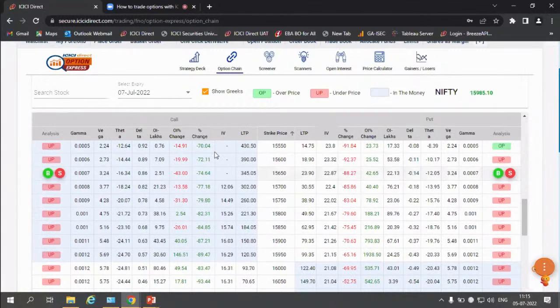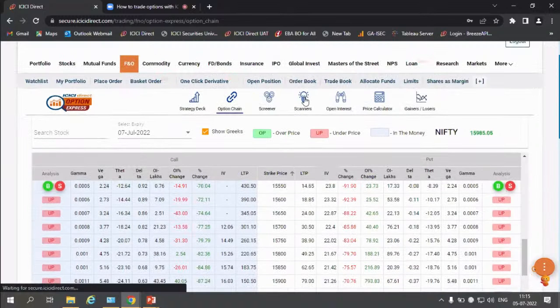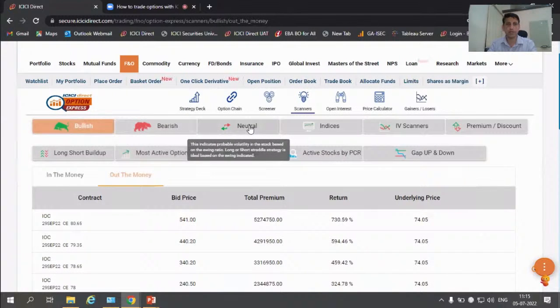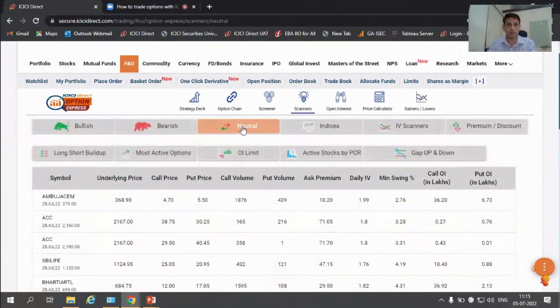That's what the analysis says. So strategy we have covered, option chain we have covered. Last week we covered scanners as well. So in scanners, we had bullish, bearish strategies available for all the stocks available out there in the market. Neutral strategies also were available for the stocks and the indices.